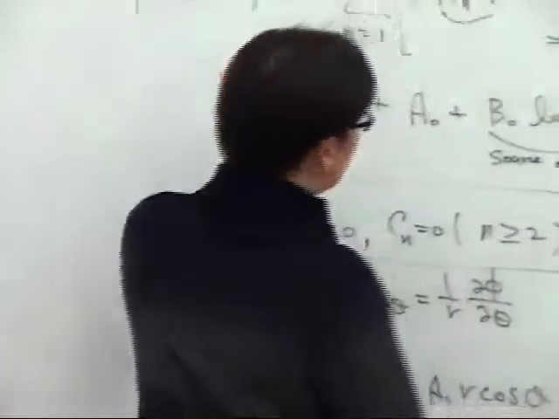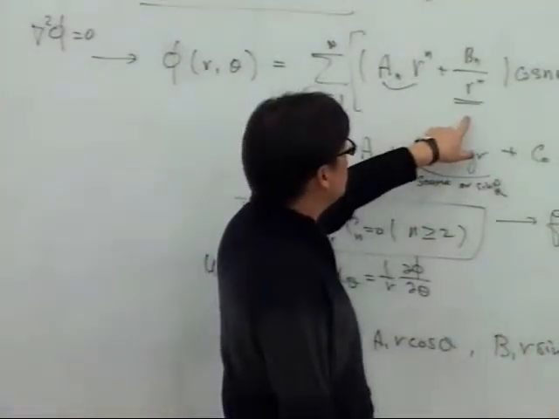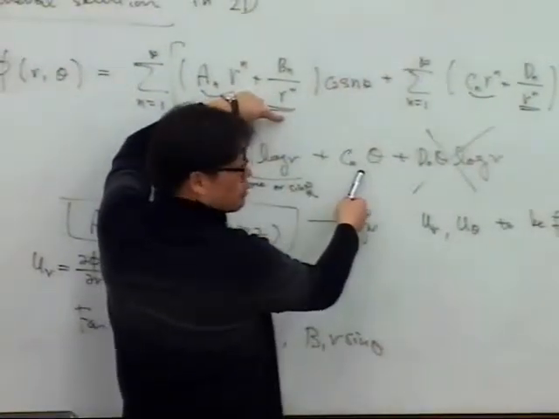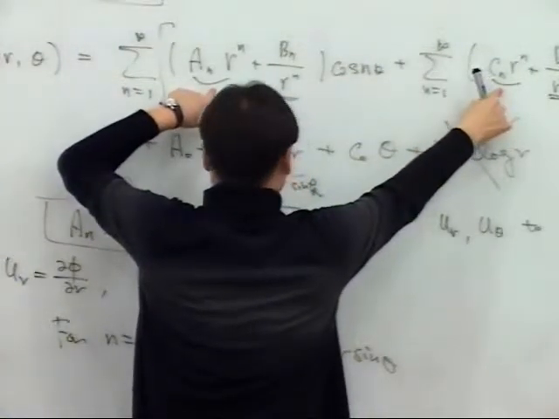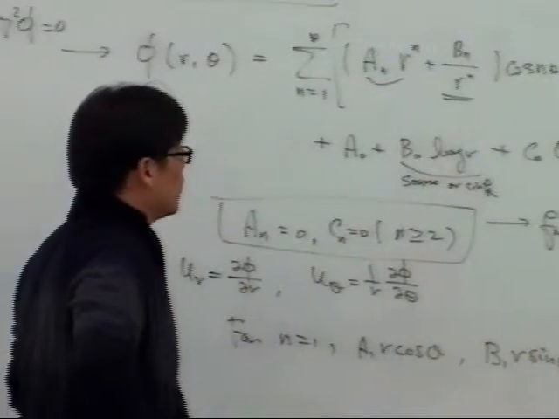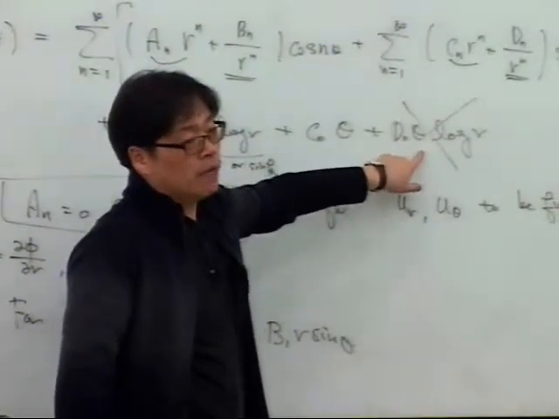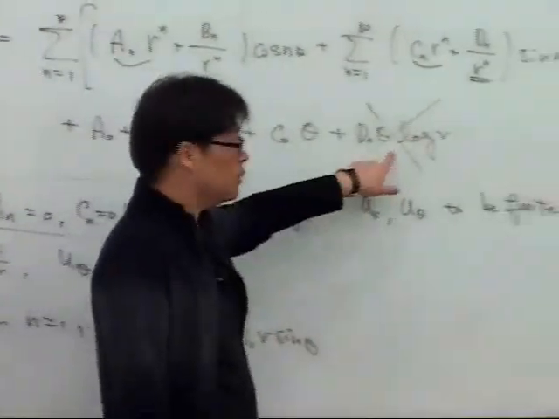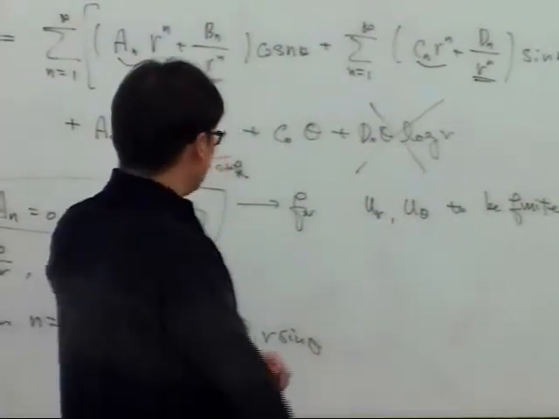So in general, to represent flow around a body, we need this term, this term, this term, and this term. And this term and this term with n equal to 1 represent the uniform flow in the x and y direction. And we have to drop this term because it doesn't represent a physical solution, because the velocity fields generated by this potential are not 2 pi periodic. Okay?